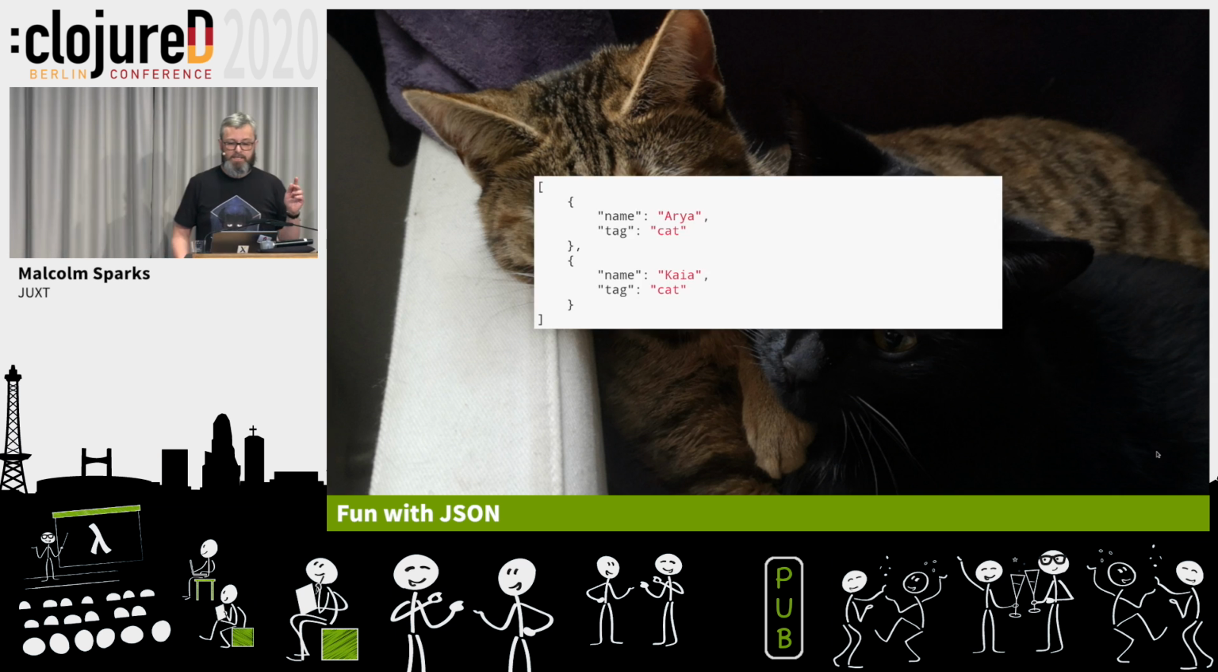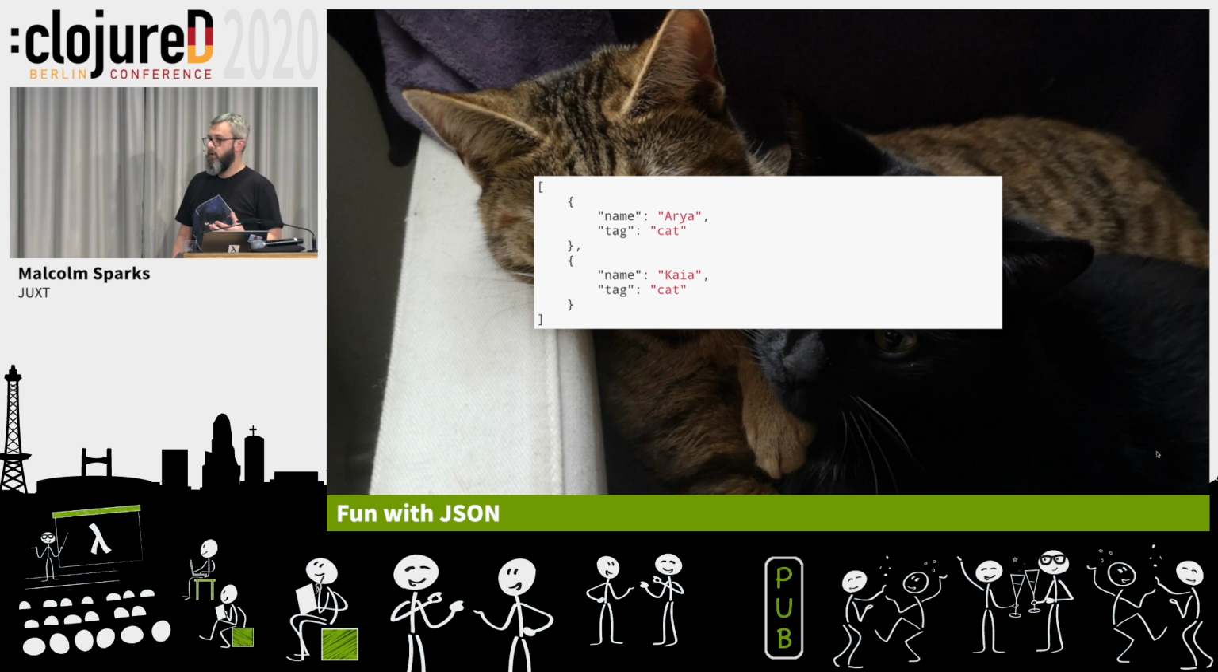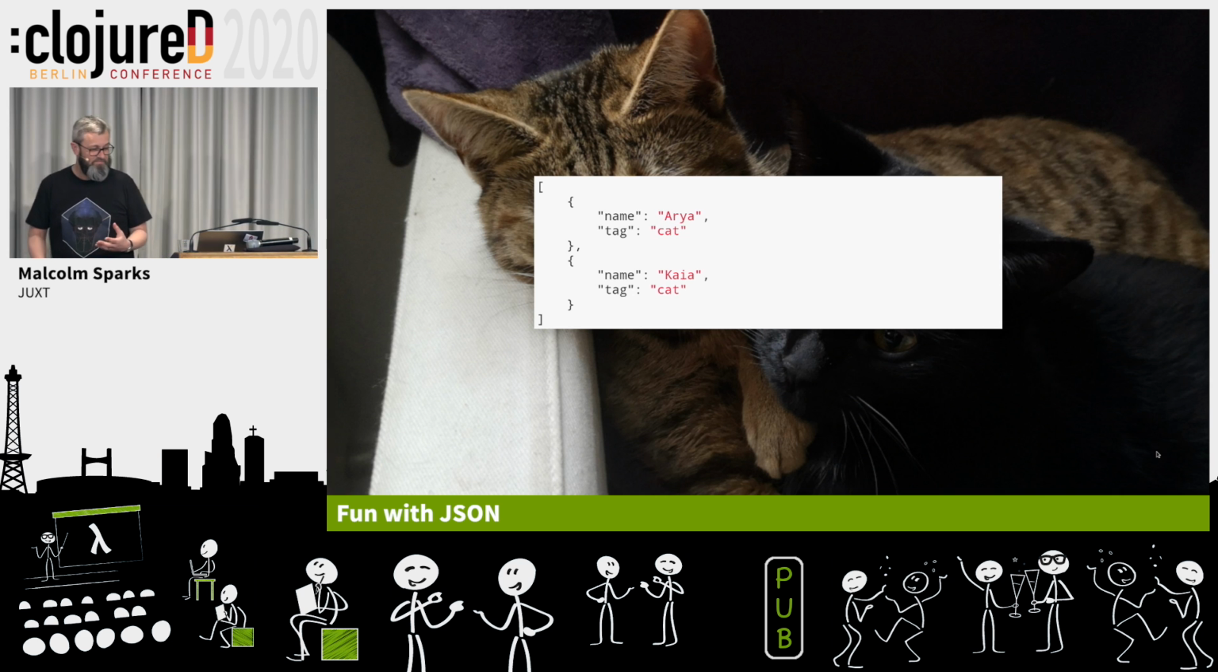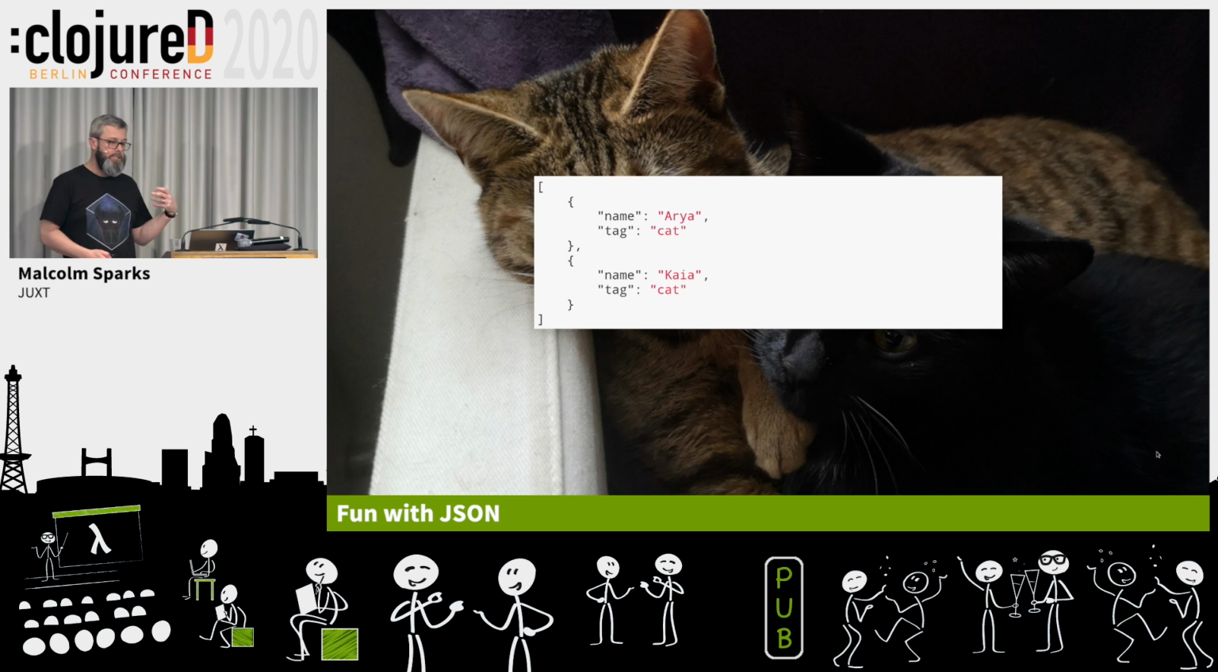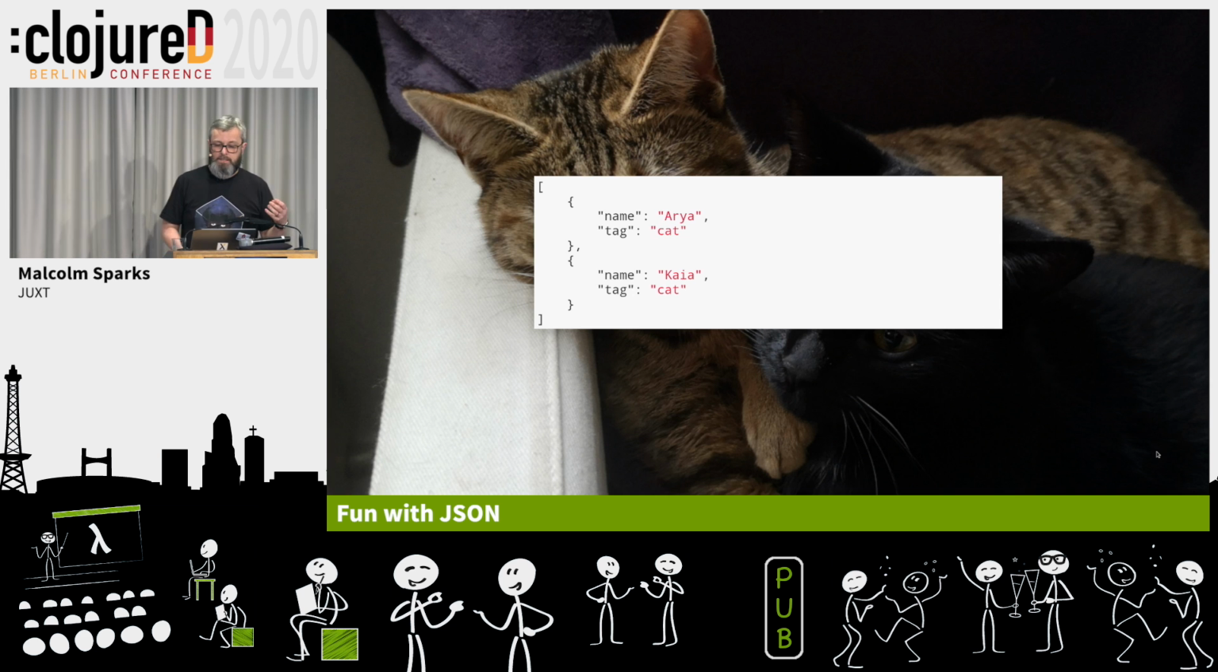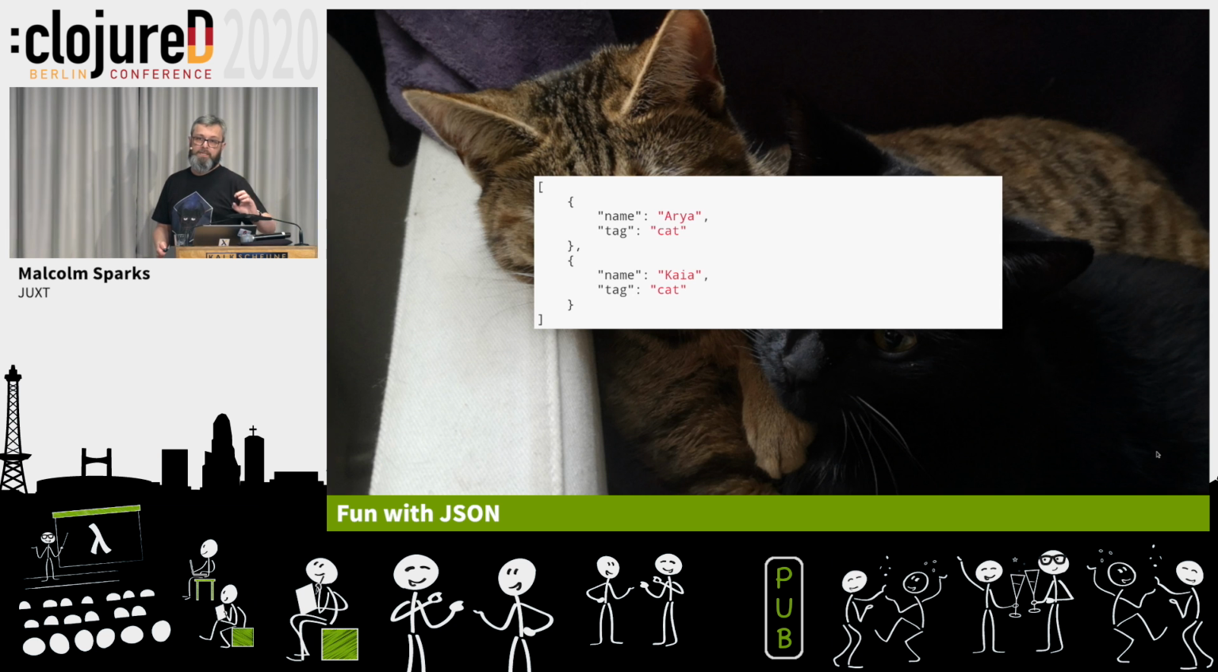These are my cats. In Juxt, even our cats have 4-letter names, and this is the JSON representation of my cats. So this is 2 cats, one's Aria, one's Kaya, and I've got a little JSON document with 2 objects, or JSON calls them objects, so 2 maps. And if you squint very carefully, it kind of looks like Clojure. And it's so close to Clojure, I think we should be using JSON as our external data representation, full stop.